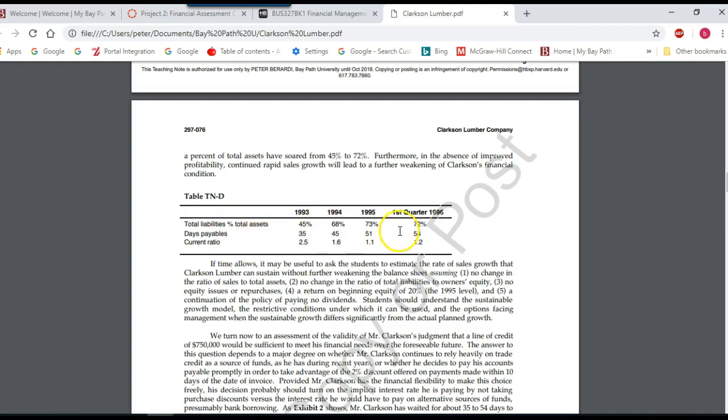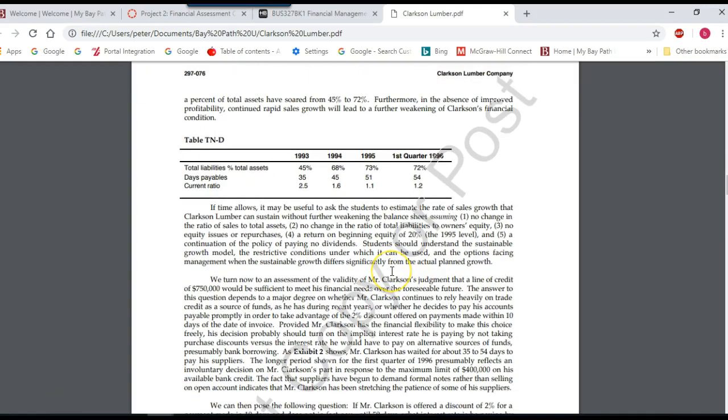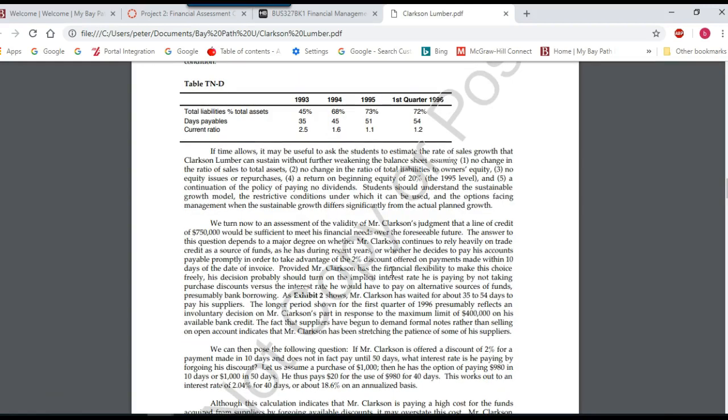Days payable has also increased. We are taking longer to pay our vendors. And notice our current ratio has declined. All these are ratios that would basically indicate a liquidity deterioration of our balance sheet and operations.